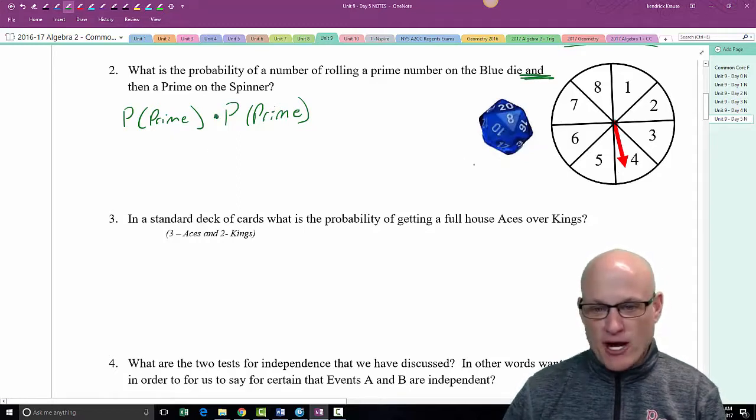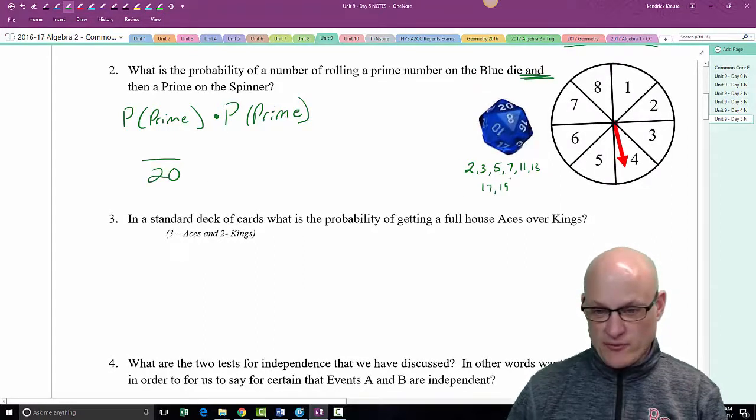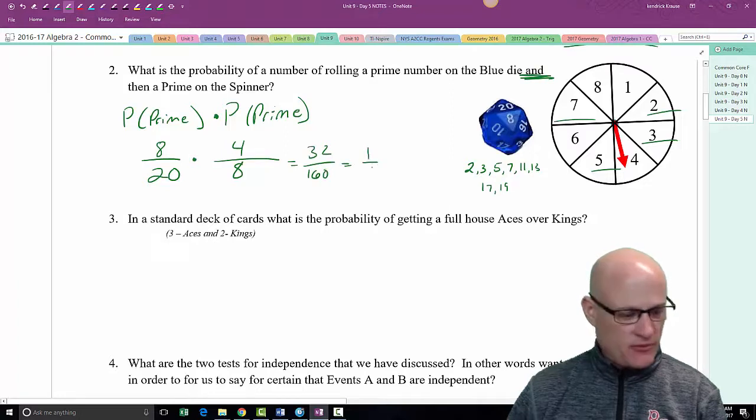The probability, let's see, prime: 2, 3, no 4, 5, no 6, 7, no 8, no 9, no 10, 11, 13, no 15, 17, and 19. So out of 20, there are 1, 2, 3, 4, 5, 6, 7, 8 prime numbers. And the prime numbers on this are 2, 3, 5, and 7. That would be 4 out of 8. So 32 out of 160. If you prefer, I believe that's 1/5.